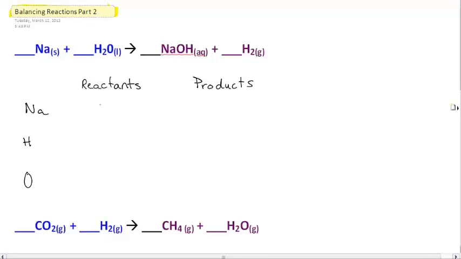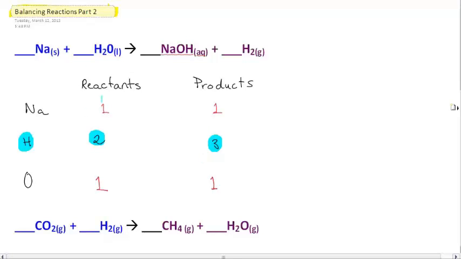So I have one sodium in the reactant and one sodium in the products. There are 2 hydrogen in the reactants. There are 1, 2, and 3 in the products. And we have 1 oxygen in the reactants as well as 1 oxygen in the products. So the problem really is with hydrogen, because we've got 2 hydrogens in the reactants and 3 hydrogens in the products. So I have to figure out what I can do to make these balance.